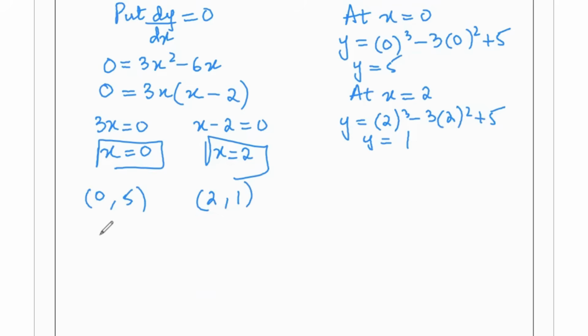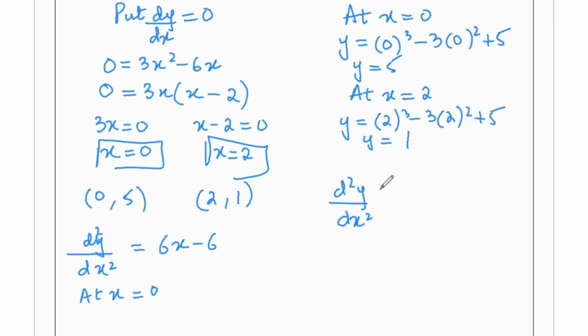Now we have to determine the nature of these points. So we find the second derivative, which means we find the derivative of the first derivative. So that's going to be 6x minus 6. Now at x equals 0, your second derivative is negative 6. It's less than 0, which means it's a maximum. Whenever the second derivative is less than 0, it's a maximum point. If it's greater than 0, it's a minimum point. So this is a max point.